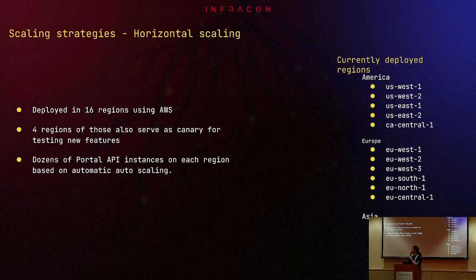Also, from those 16 regions, we have 4 of them that are being marked as candidate regions. Those are simply deployments that are able to change to a different Portal API version. And we mainly use that for testing new features and making sure that the code that we are going to deploy is actually safe and not going to break any other things that are currently running in production. It's basically a way for us to test production before actually pushing to production.